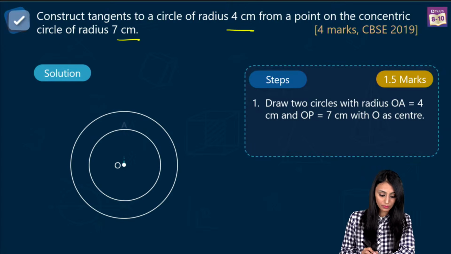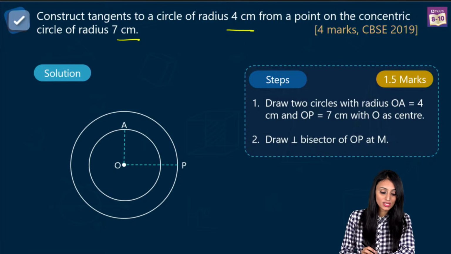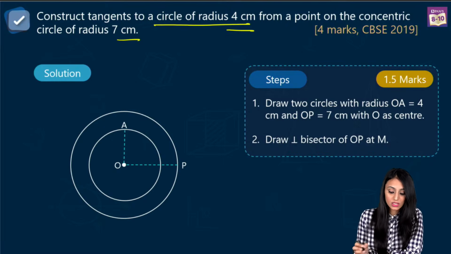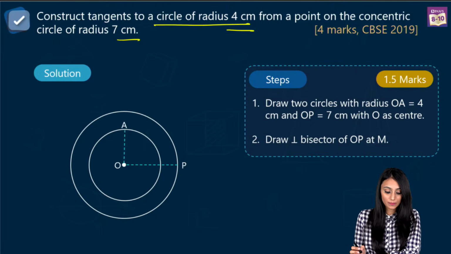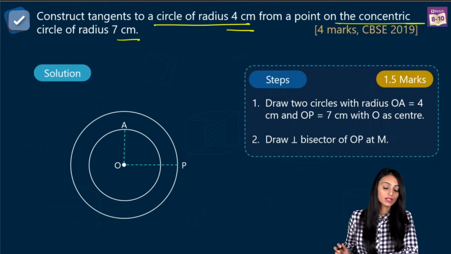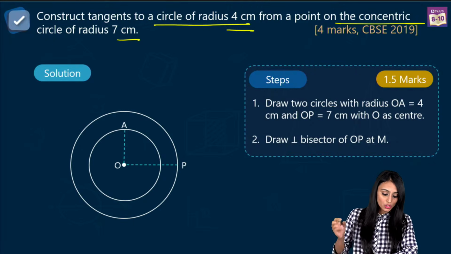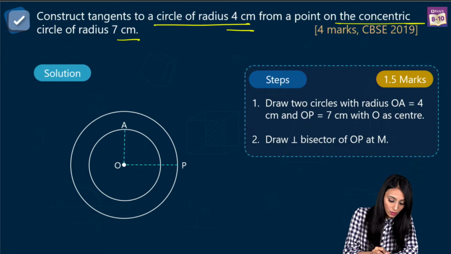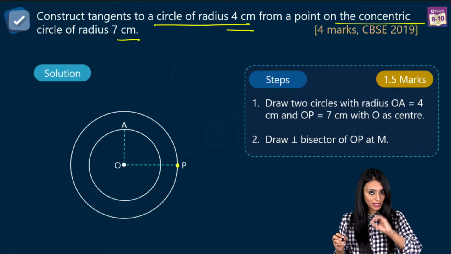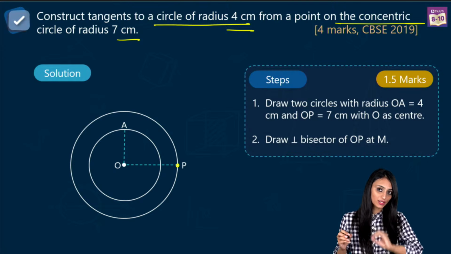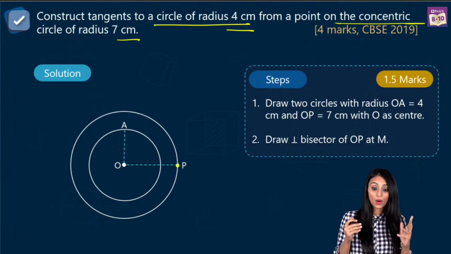Common center they have. This is the smaller one, OA, with radius 4 centimeter, and the bigger one, OP, with radius 7 centimeter. The question says, construct tangents to a circle of radius 4 centimeter from a point on the concentric circle of radius 7. So, the bigger circle has a point on it, that is P. From this point P, I have to make the tangents to the smaller circle. How do we do that?